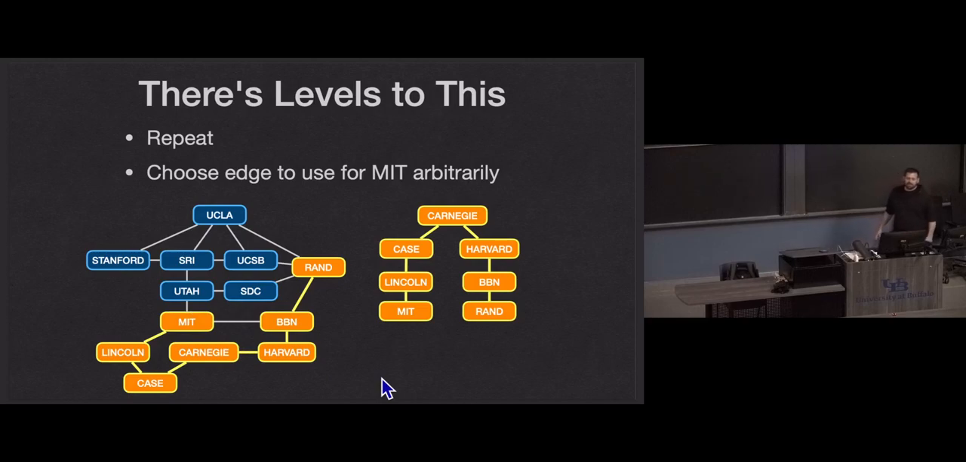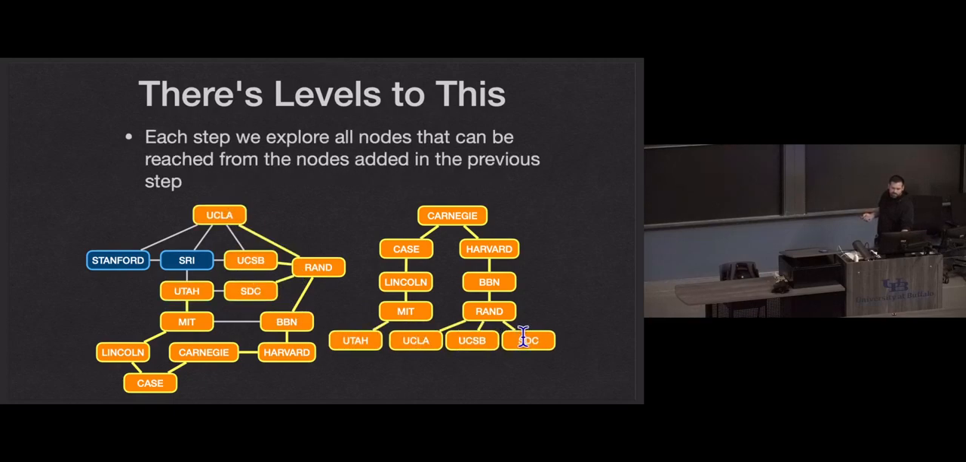I chose that one because it looks a little better on the slide. That is the only reason. Lincoln discovering MIT makes this a little more balanced, or else everything would be off of BBN for the rest of the graph. Then MIT is going to discover Utah. RAND is going to discover 3 separate nodes. So we're going to add those to our graph, again, visually lower than the node that it was discovered by.